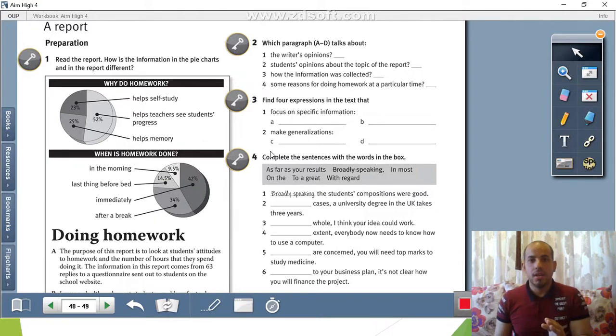You can see how the writer here writes, and how many paragraphs we have here, the pattern of the paragraphs. Okay, you can study them very well. I want from you to tell me which paragraph talks about the writer's opinion, which paragraph talks about students' opinions about the topic of the report and how the information was collected and some reasons for doing homework at a particular time. Okay, answer this question.